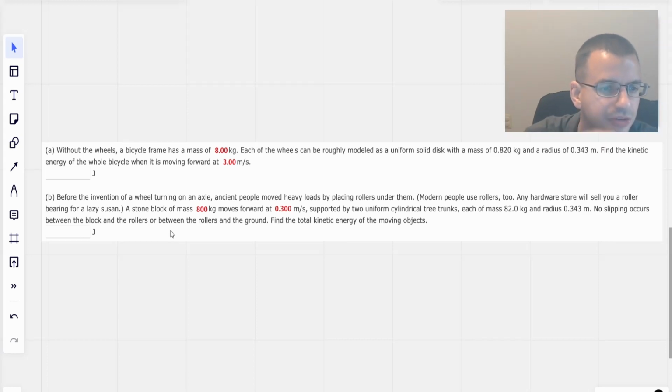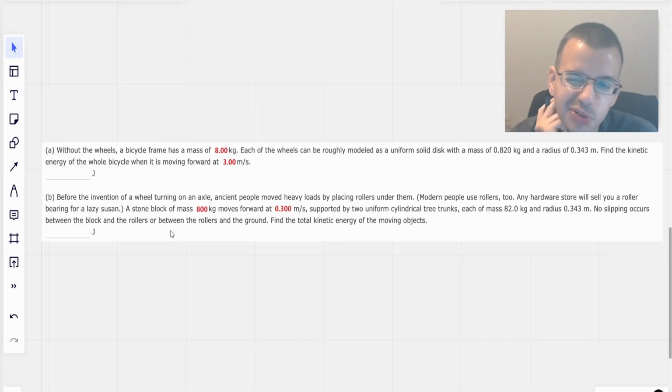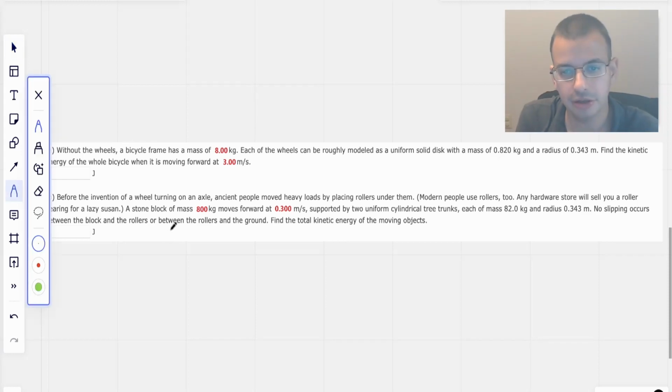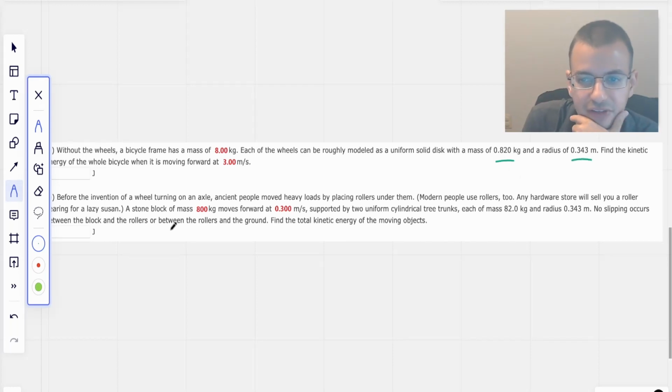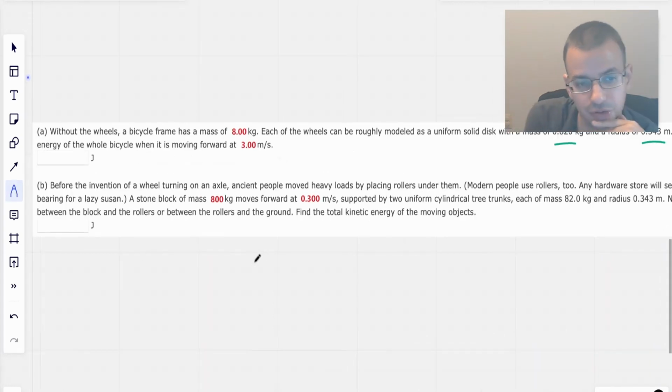A bicycle frame has a mass of 8 kilograms, 16 pounds, okay. Each of the wheels can be roughly modeled as a uniform solid disc with a mass of 0.82 kilograms and a radius of that. Seems kind of small, that's okay. Find the kinetic energy of the whole bicycle when it's moving at 3 meters per second.